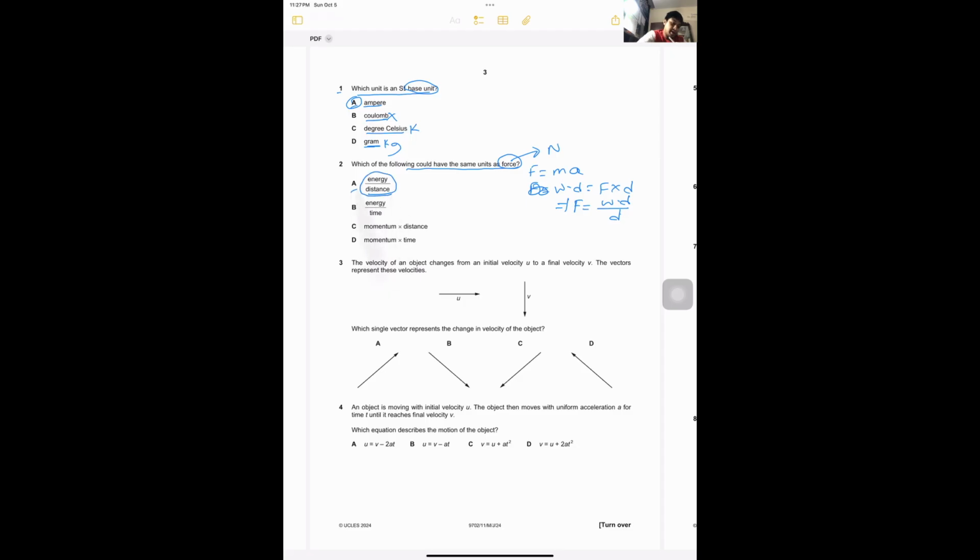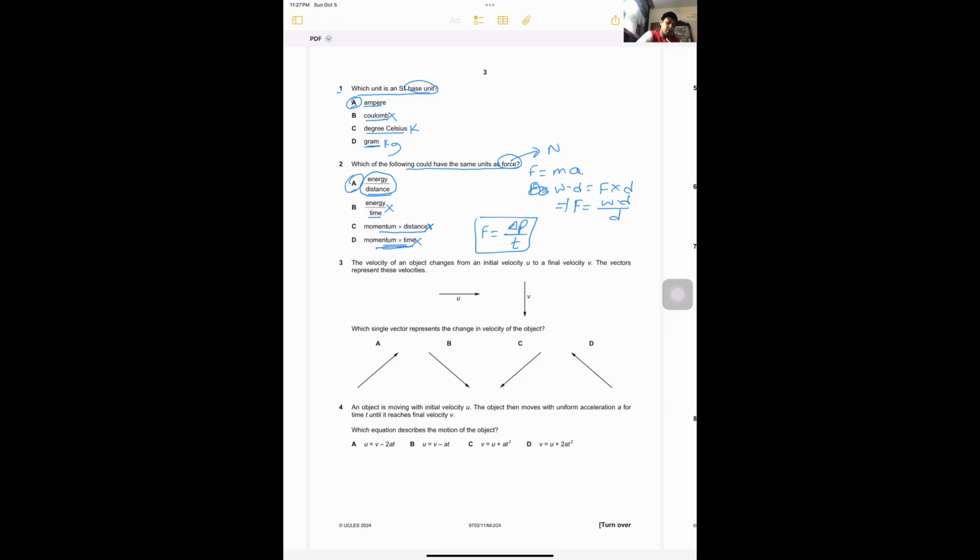Energy by time, that is wrong. Momentum into distance is not any formula for force, and momentum into time is also not a formula for force. We do know that F is equal to rate of change of momentum. But here it is written momentum into time, which is wrong, because F is the rate of change of momentum, and momentum into distance is wrong, so the answer should be A.